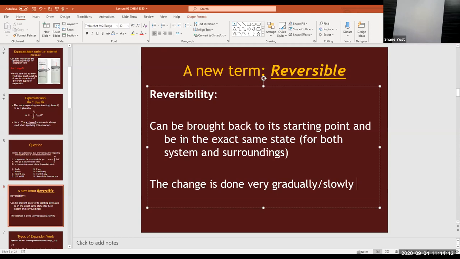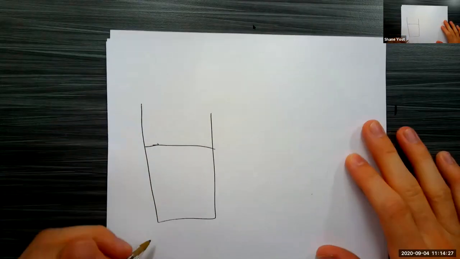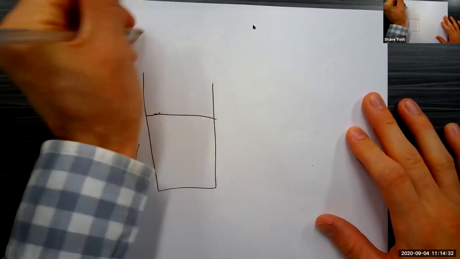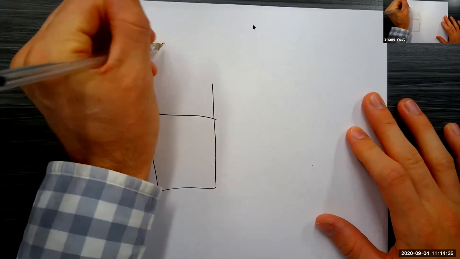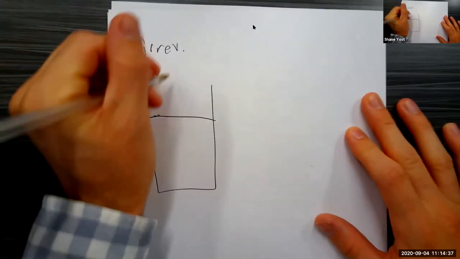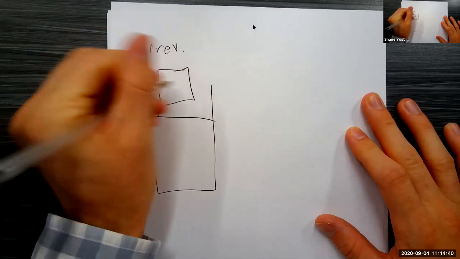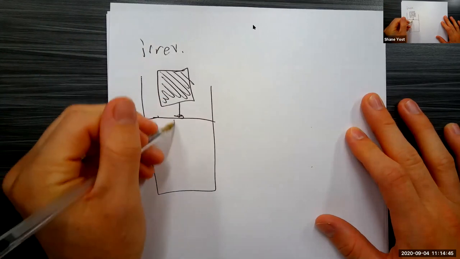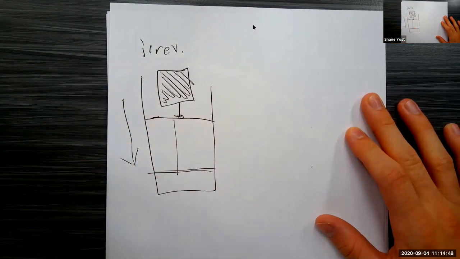So if I wanted to do something, let me share a video here. If I have a piston and I want to compress it irreversibly, I can just take a giant heavy weight and drop it on top of the piston, and that will cause it to compress.